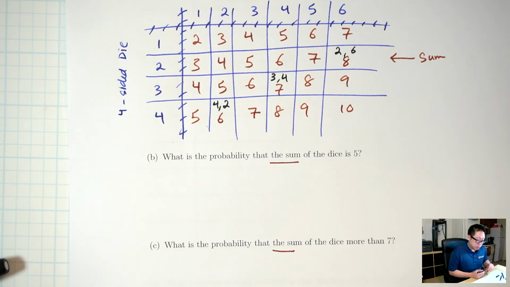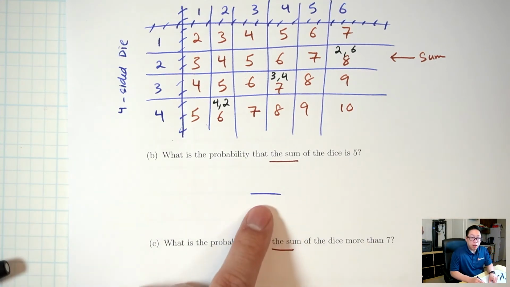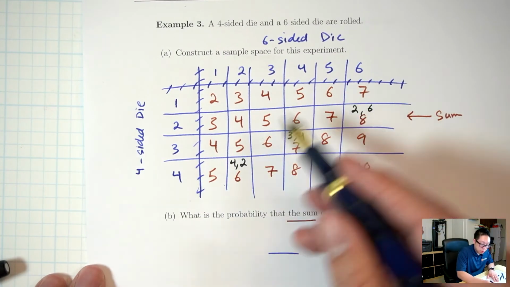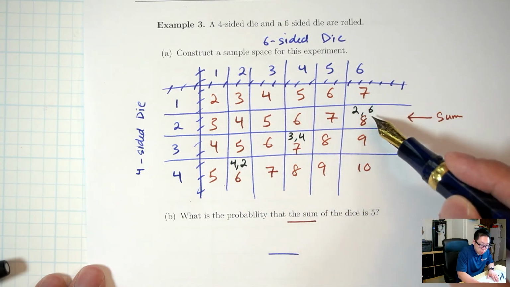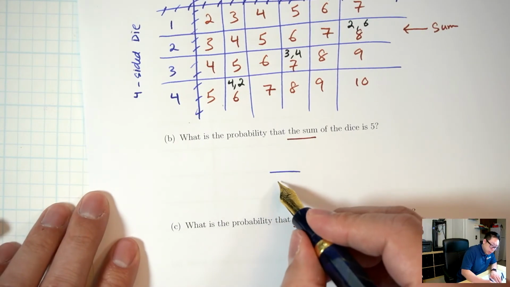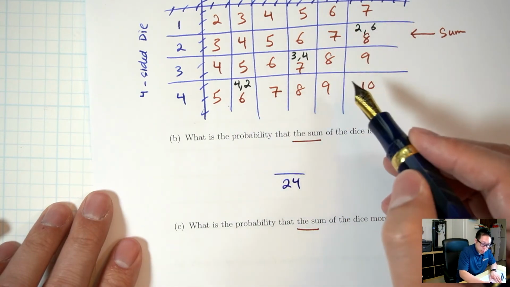What's the probability that the sum is 5? For the bottom, you're going to count all of the things that could happen in the sample space. So this is represented by the boxes on the inside. So there's 1, 2, 3, 4, 5, 6. And then there's 1, 2, 3, 4 rows. So that's 24. 6 times 4 is 24. So there's 24 boxes on the inside.